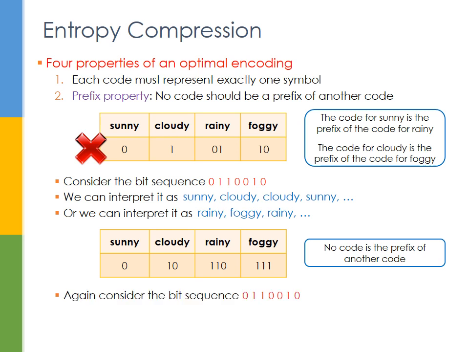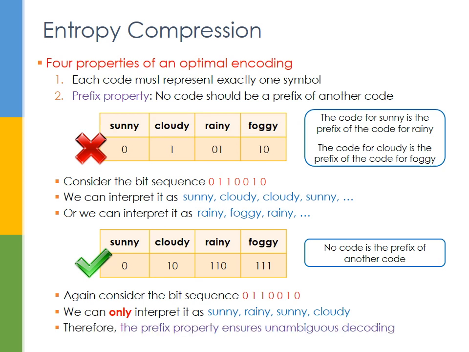So if we consider exactly the same bit sequence as we did for the previous encoding, we can only interpret it as 0, which is the code for sunny, followed by 110, which is the code for rainy, followed by the code 0 for sunny, and then 10 for cloudy. So our second encoding scheme satisfies the prefix property, and what this essentially means is that it ensures an unambiguous decoding of any particular bit sequence.